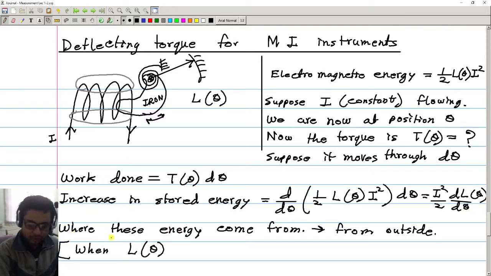So this much we did yesterday, and now let us ask from where these two energies come from, this work done and the increment in the stored electromagnetic energy. Definitely it must come from outside, from the source which supplies this current. And how does it come? Please note this carefully, we have a constant current flowing by our assumption in our thought experiment, but the inductance is increasing.